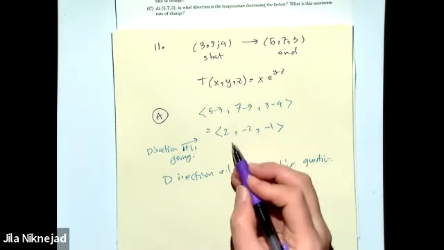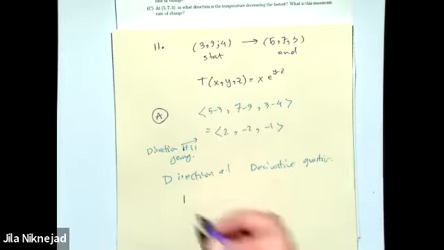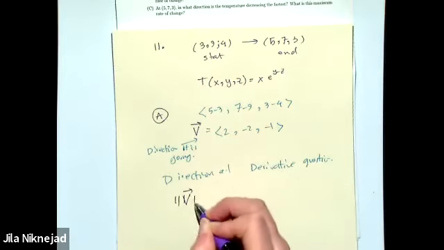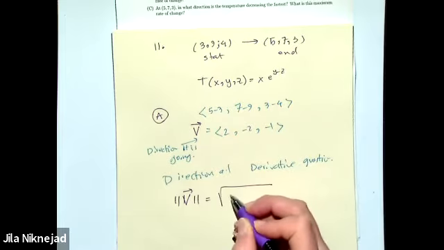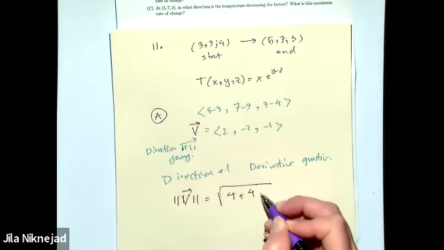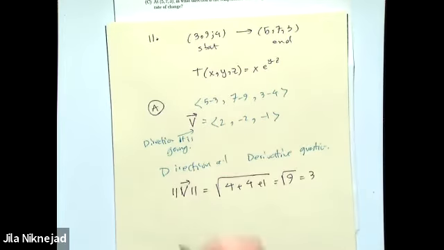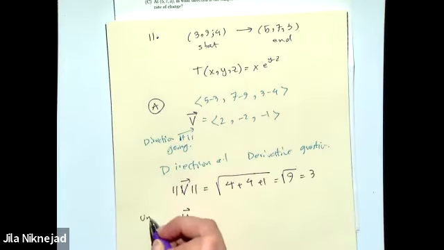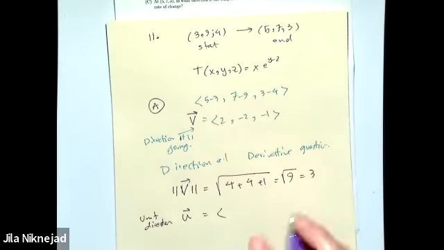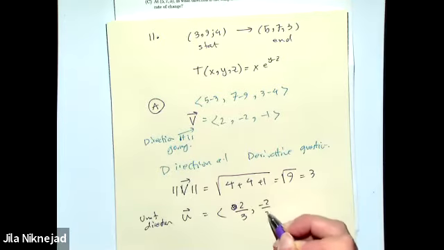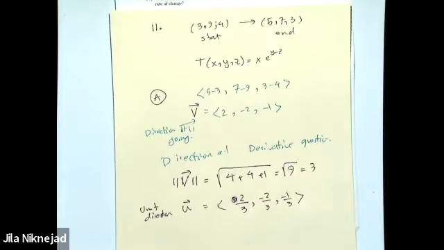So what do I do? Unit vector, I have to compute. Let's say this is V. I have to find the magnitude of V, and that's the square root of 4 plus 4 plus 1. Square root of 9 is 3. So the unit direction is 2 divided by 3, negative 2 divided by 3, negative 1 divided by 3. Okay, so that's step 1.